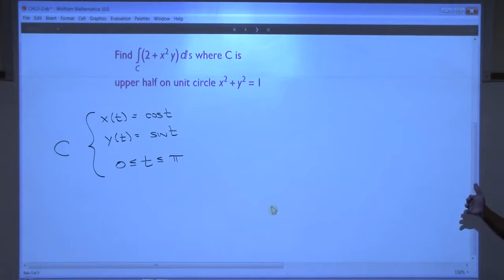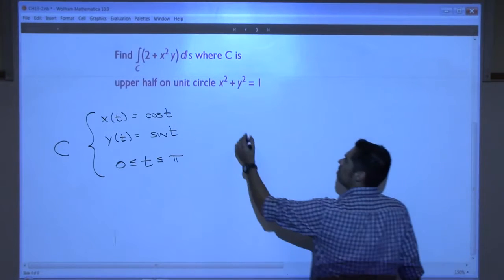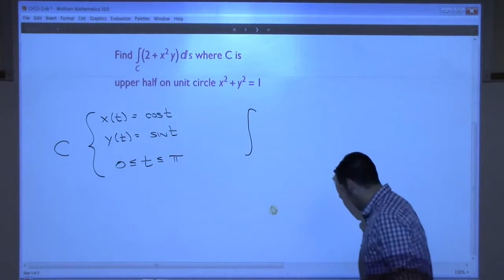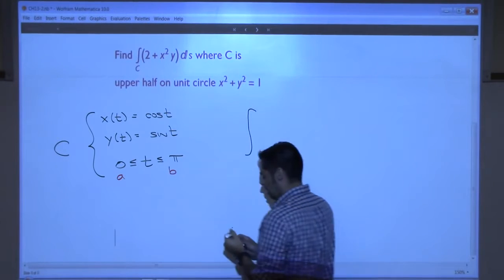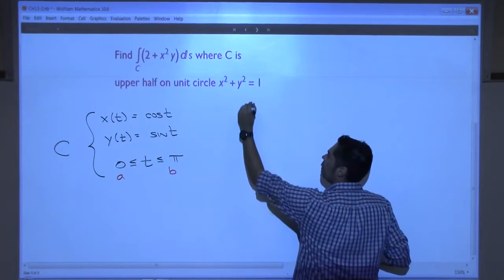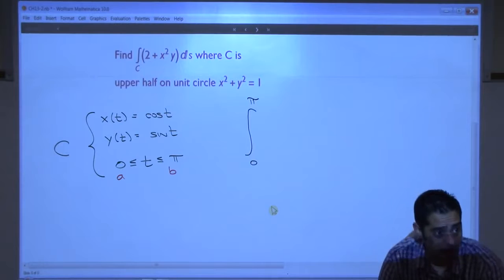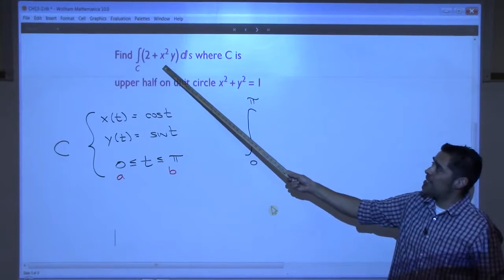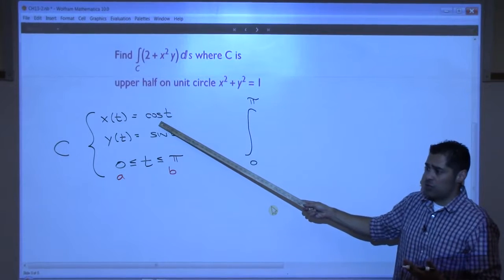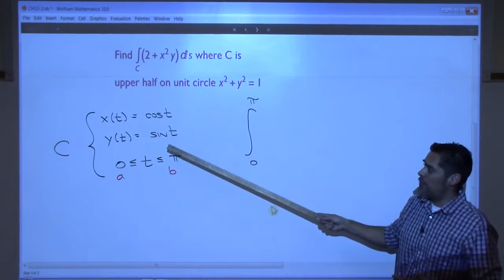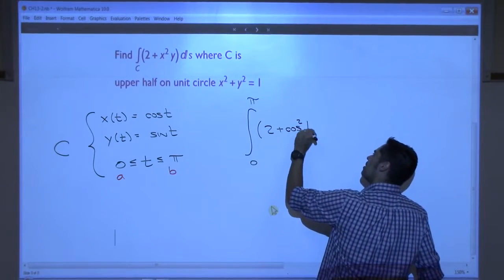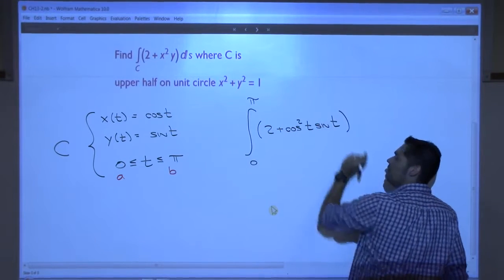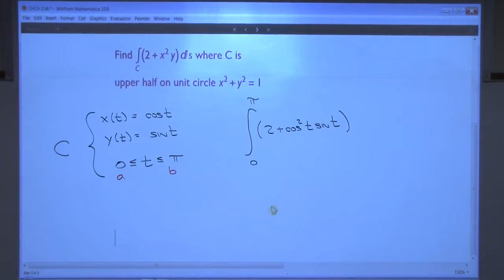So what I'm going to do now, I think I'm ready for the integral. I don't think there's really anything else I need to do. I'm going to do the integral from A to B. What's A, what's B? They're my restrictions on t, right? So I'm going to go from 0 to pi. And now my scalar function, I'm going to replace x with its function of t, replace the y with its function of t. So this is going to look like 2 plus cosine squared t sine t, yeah? Y'all see that? That's 2x squared y.